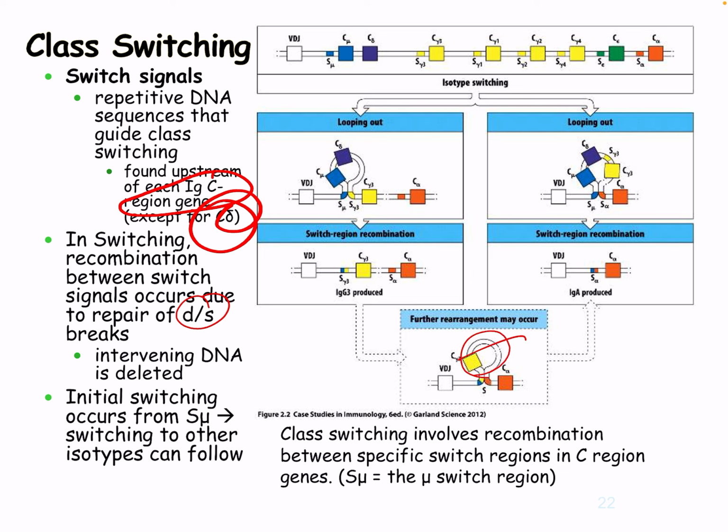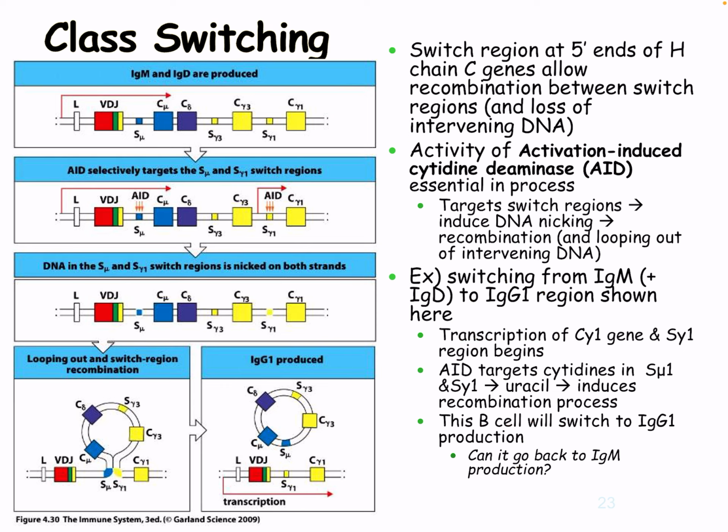The initial switching from S mu, so here's our S, that's the switching, results in switching to other isotypes that can follow. So class switching involves recombination between specific switch regions, denoted as S, here again. So that's our switch region, and then it gets sliced off, and then in the constant region genes. So again, S mu is the mu switch region, so the IgM switch region.